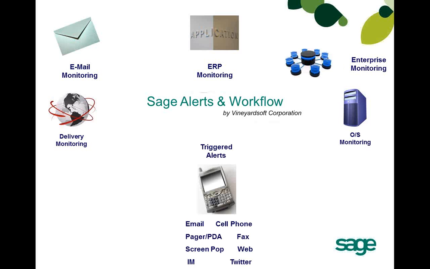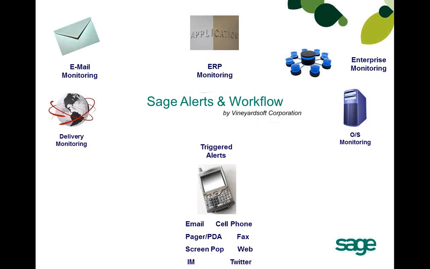Now, we've talked quite a bit about sending alerts, so it's worthwhile mentioning how Sage Alerts and Workflow deliver those notifications. Well, pretty much any device that you can imagine: email, text message to a cell phone, fax, screen pop, instant message, social network. All of these alert delivery methods are provided as part of the Alerts and Workflow solution.